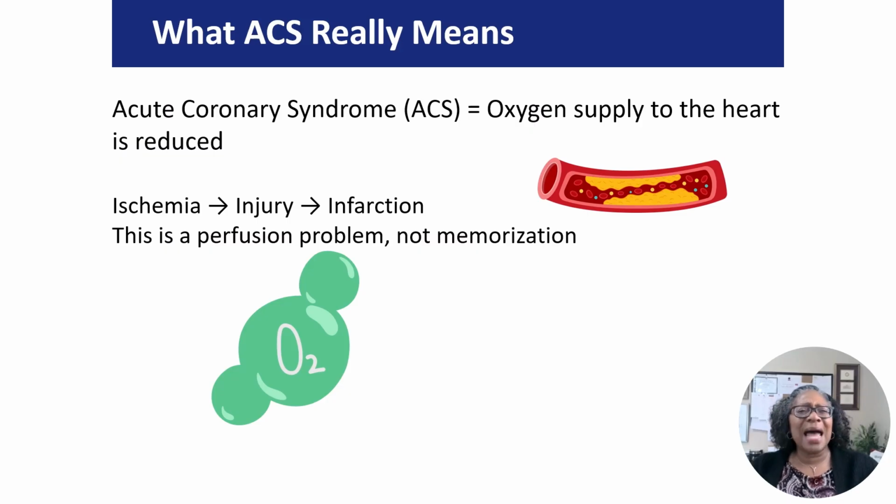But the question on the NCLEX is not, is this a STEMI or a non-STEMI? The question really is, is the patient stable or deteriorating? The NCLEX wants you to see that acute coronary syndrome becomes life-threatening when reduced perfusion to the heart causes systemic instability. That's what the NCLEX is seeing if you can recognize.